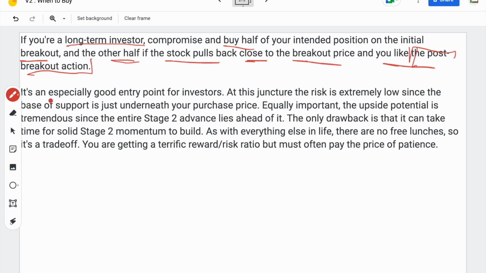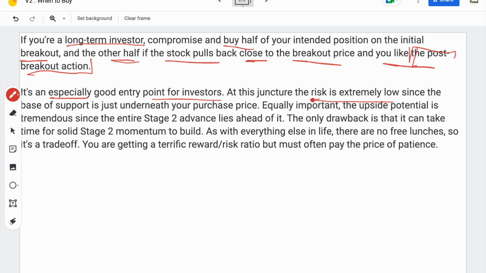Then he moves on to say that it's an especially good point for investors. Again, for a long-term trader. At this juncture, the risk is extremely low. Let's hear what he's saying. Since the base of support is just underneath your purchase price, right?